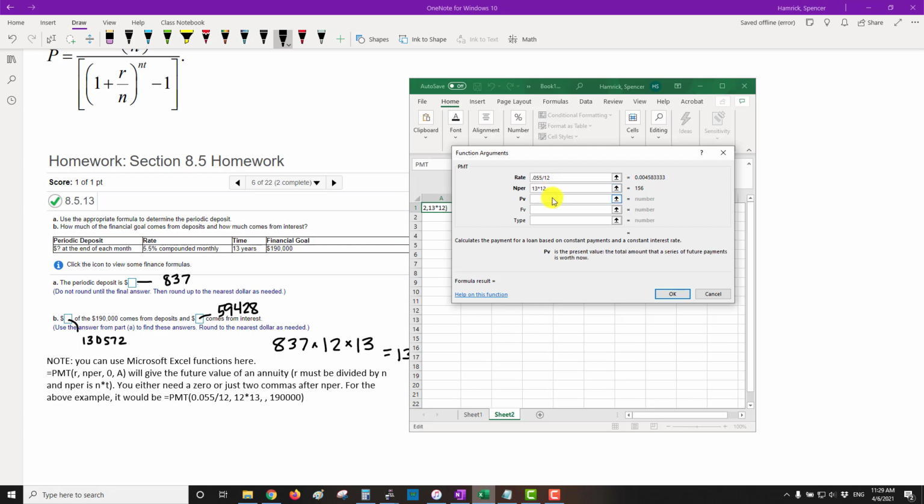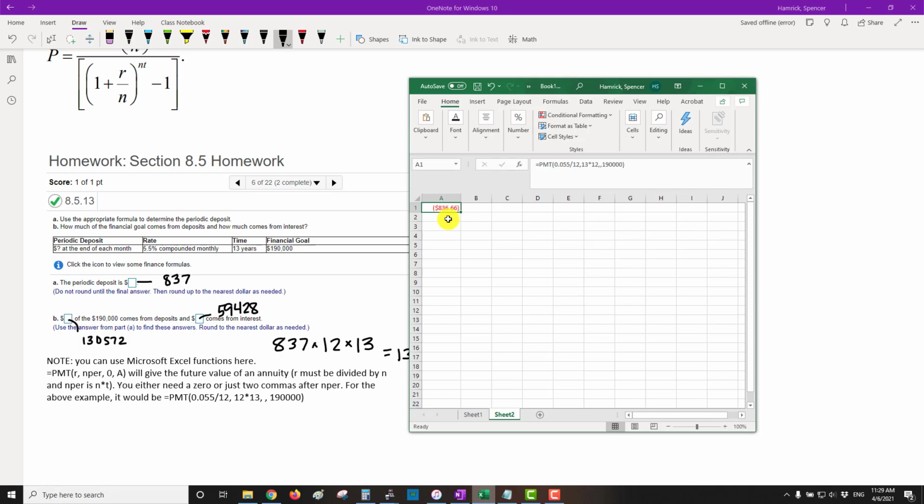Now the present value, we don't know what that is. So we're going to leave that blank, or you can put a 0. But we know our future value, our FV, is going to be $190,000. And so you see we get our same number here. We get $836.66, which rounds up to $837.